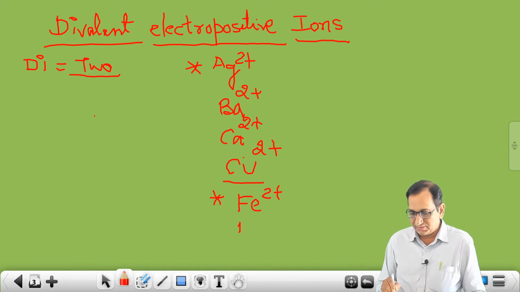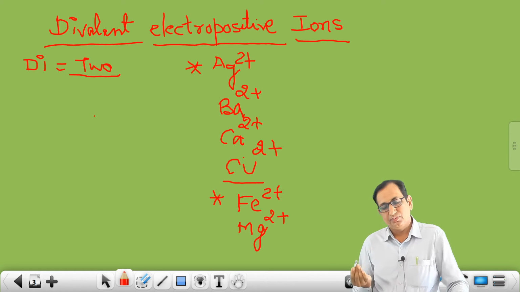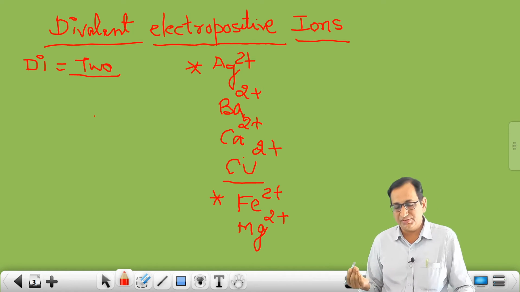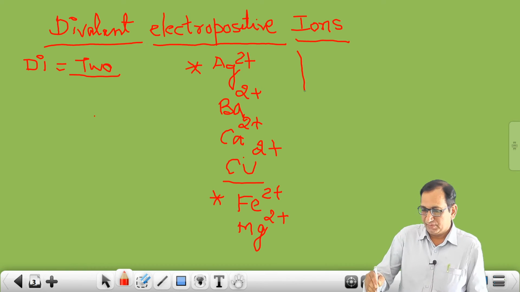After that students, magnesium. The symbol for magnesium is Mg, and Mg has 2 positive charge. This is fixed only, no variations. Magnesium has plus 2 valency, so 2 positive charge will come over magnesium.